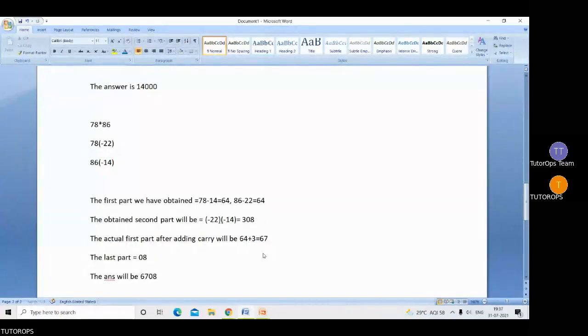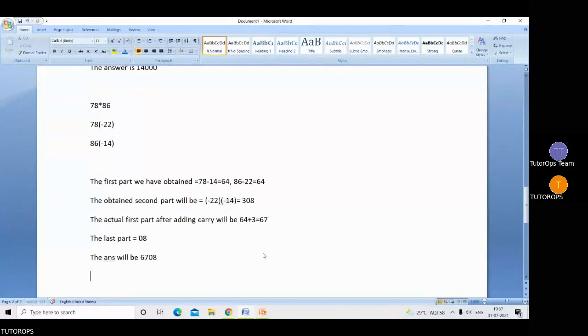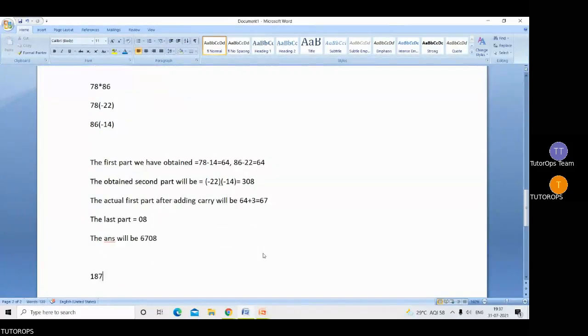And if I am given a large multiplication, say I am taking 187 into 198. Say. So what is 187?